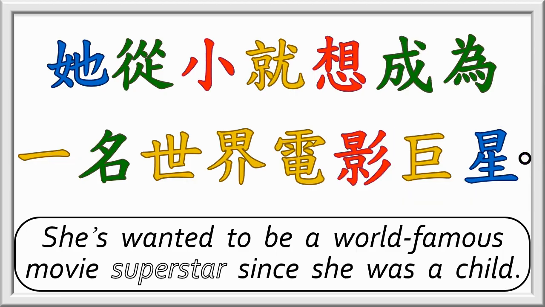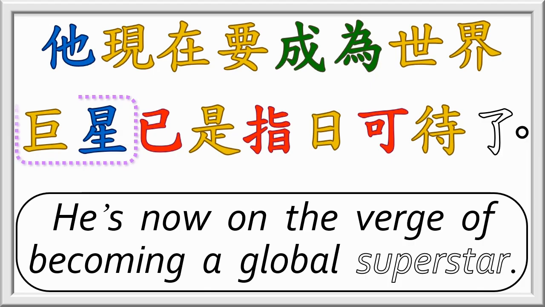他从小就想成为一名世界电影巨星 She's wanted to be a world-famous movie star ever since she was a child. 他现在要成为世界巨星，已是指日可待了 He is now on the verge of becoming a global superstar. The four-character idiom 指日可待, translated literally, is a definite date to wait for, meaning something is just around the corner, or the day is not far off, or it's in the foreseeable future.